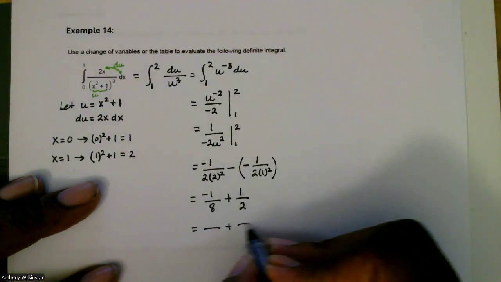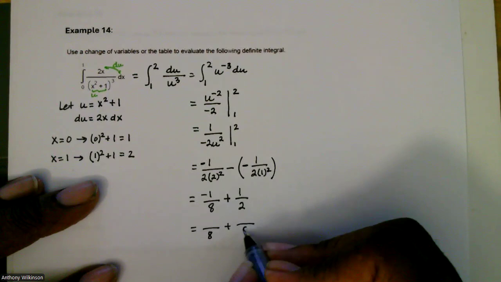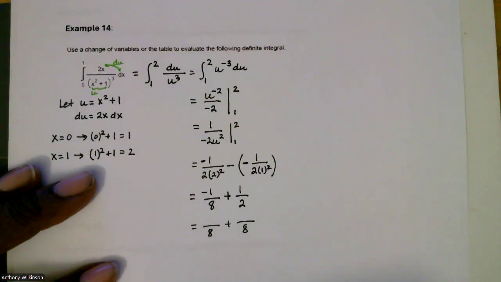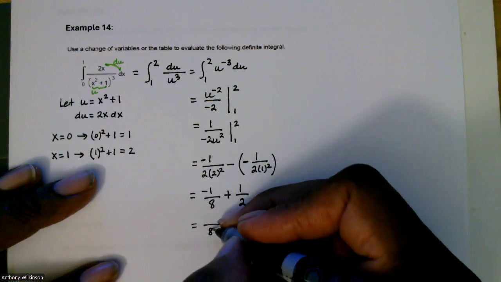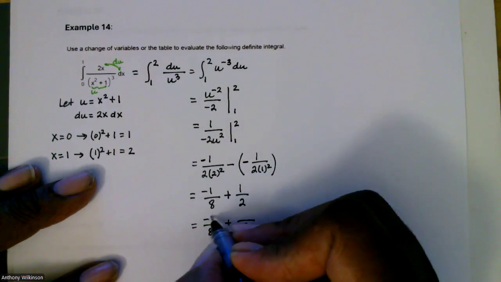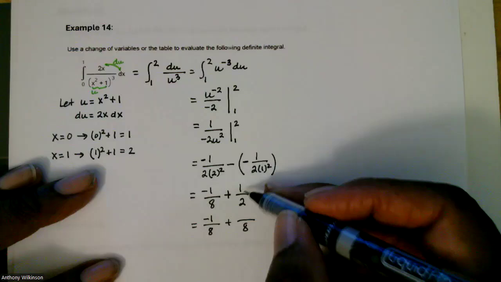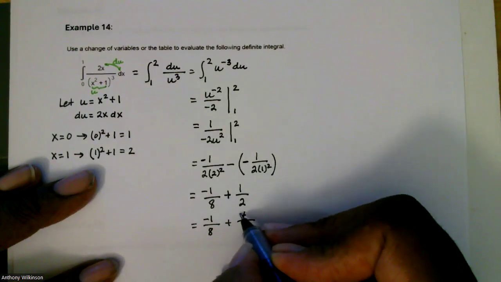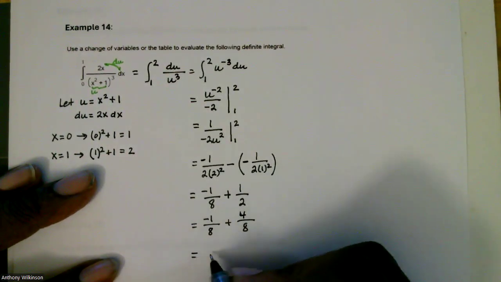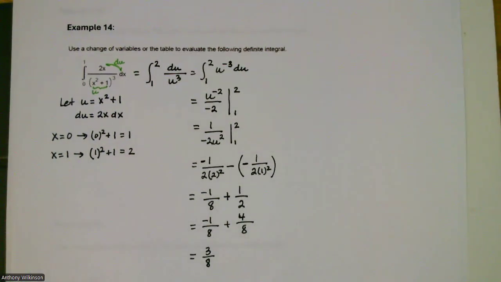Since I don't have my calculator with me, I can do this. The common denominator for 2 and 8 will be 8. 8 goes into itself 1 time. 1 time negative 1, that's negative 1. 2 goes into 8 4 times. 4 times 1 will be 4. So I got negative 1/8 plus 4/8, which will end up being 3/8.